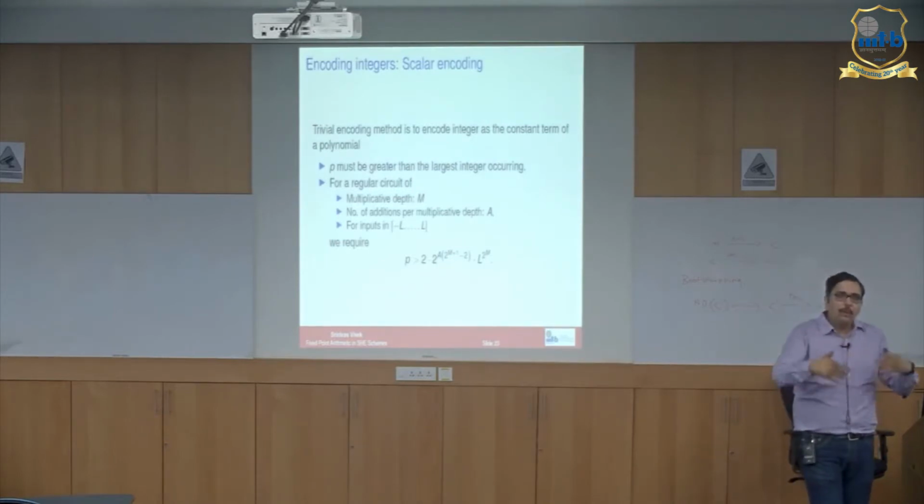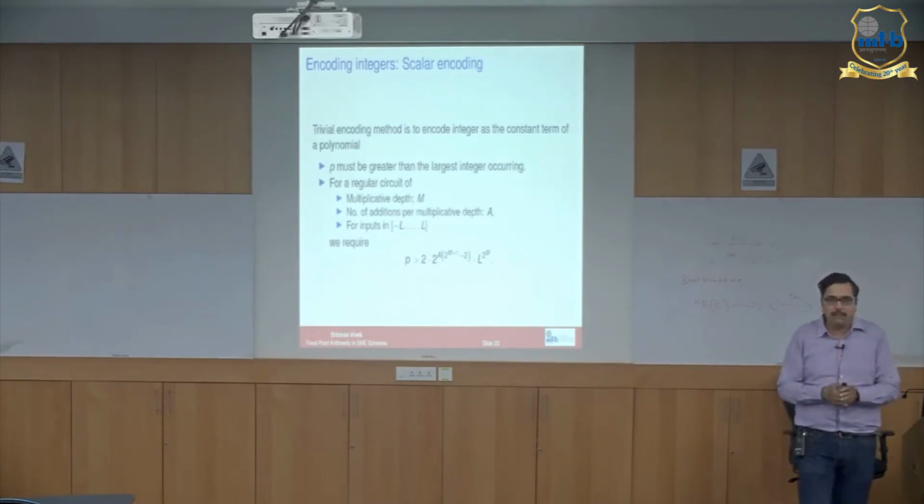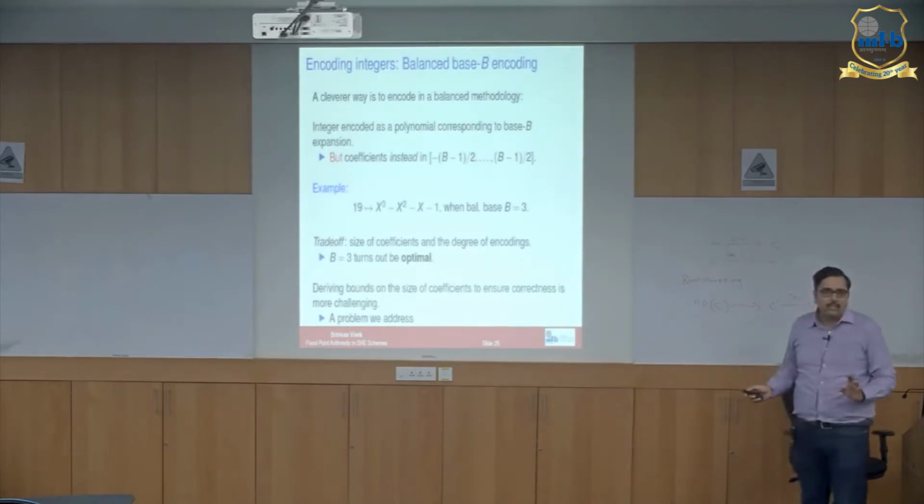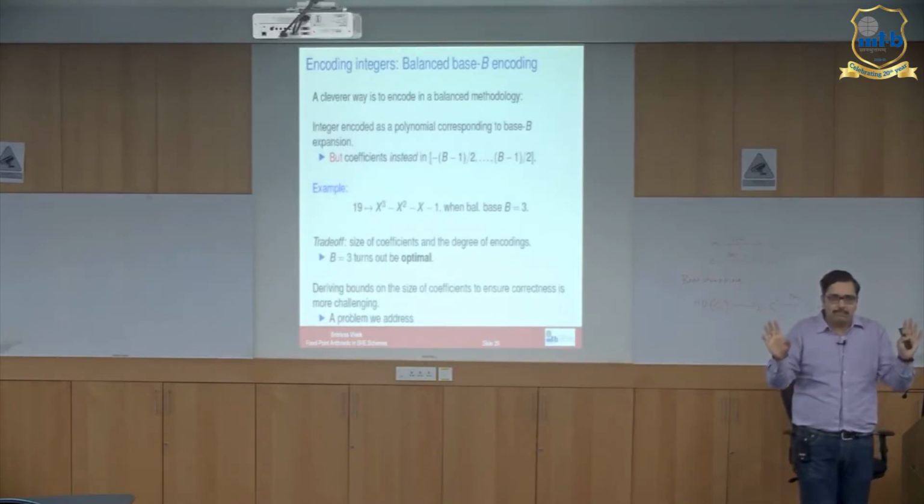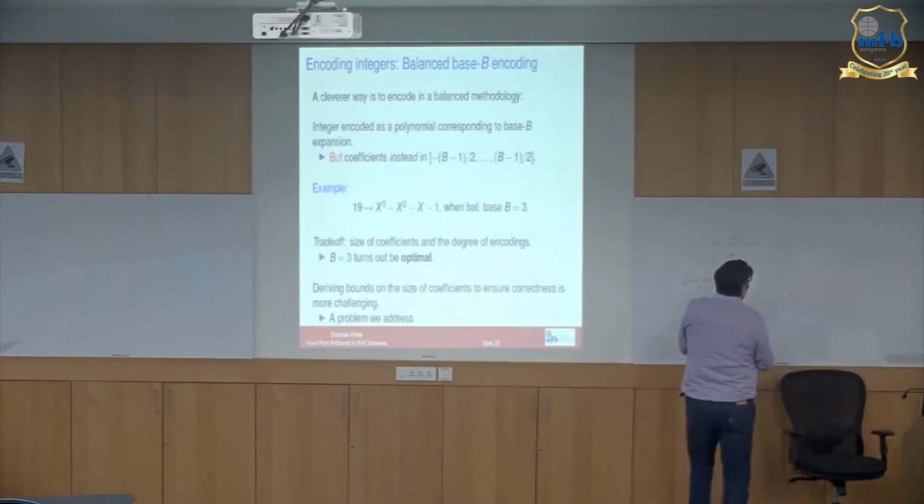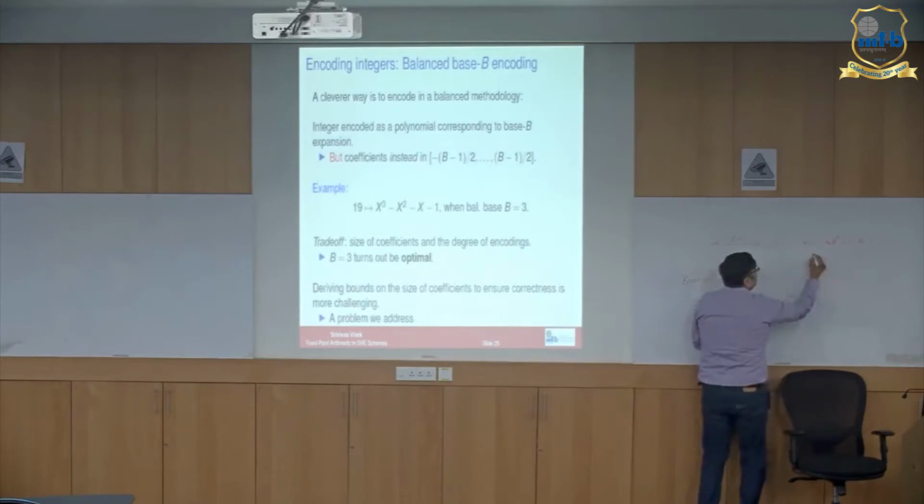The moment you do many operations, that number is going to blow up, right? Then you need to choose a large modulus and the scheme will become slower. That's bad. So instead we looked at what is called a balanced base B encoding. Here you need to encode an integer as a polynomial. Just write it out in some base B. If I use the base B expansion and write some number as alpha naught plus alpha 1 B to the power 1, and so on, then I just encode it as the polynomial alpha naught plus alpha 1 x, and so on.